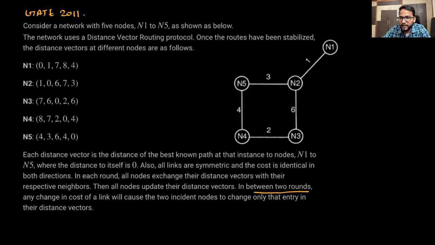So Sumant is asking, sir, in which cases should we not consider them as iterations? No, you should consider everything as an iteration whenever you are exchanging something. If some link cost is getting changed, then that particular entry, suppose the n1 entry in the n2 routing table, has to be changed immediately. That's not a round. That's what we are saying again and again. So that happens in between two rounds.